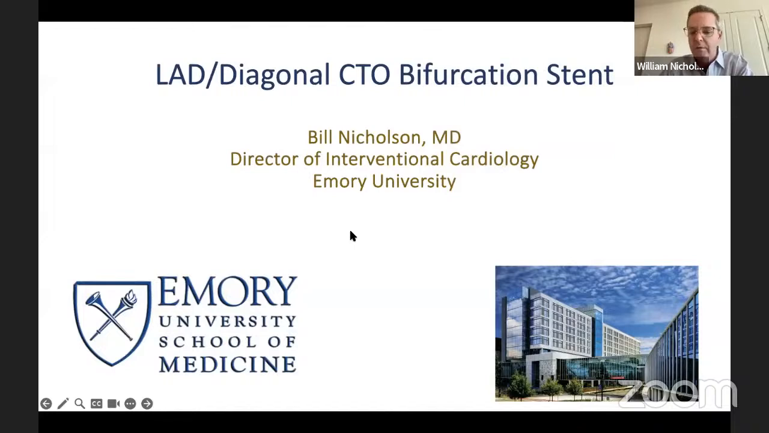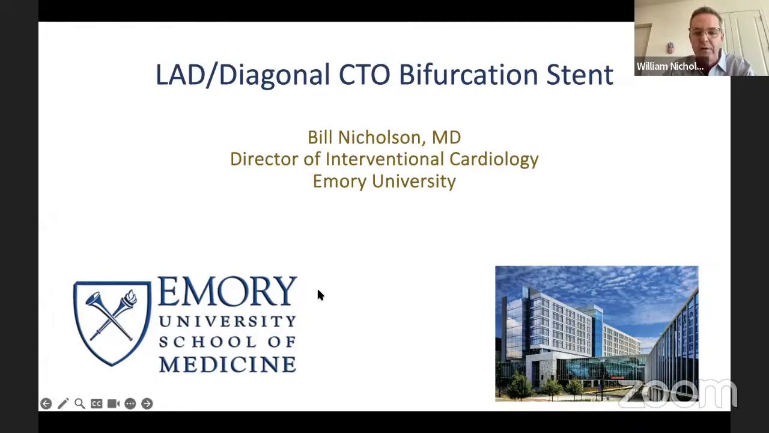Good. So it's a pleasure. I appreciate Dr. Rabb inviting me to speak here. I'm at Emory with Dr. Rabb. I'm the director of interventional cardiology, trained here under Dr. Rabb many years ago, back in 2002 to 2006. And it's really been a great privilege coming back.